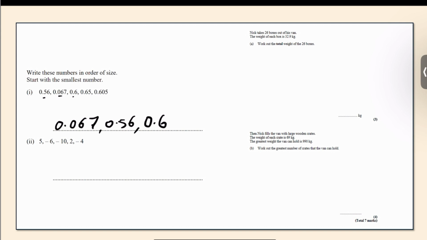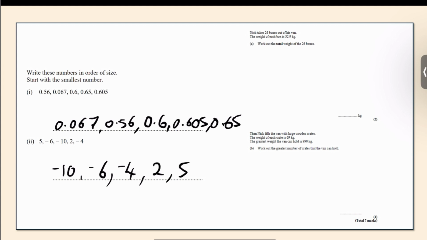And then the last two, the 0.605 is going to be smaller than the 0.65, which is also there. Make sure all of them are written down. If necessary, count them up, but just check that everything is covered. Okay, so second one is going to follow the same thing. So we want to start with the smallest number and work our way up. So smallest number here we've got is -10, then -6, then -4, and then we're getting to the positive numbers. So 2 is smaller than 5. Again, just double check, count, you've got every number included in there.